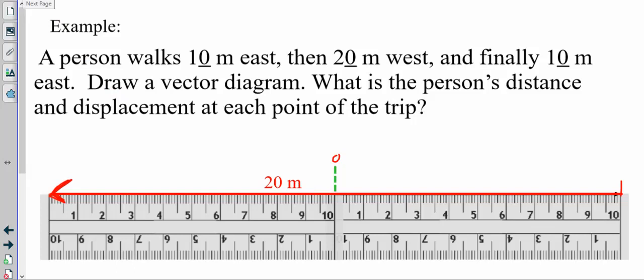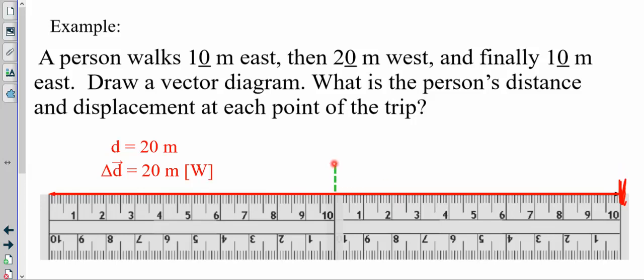If I put that in terms of distance and displacement, from this starting point over here now, not the original starting point, but where the person left off, they have moved a distance of 20 meters. From this new starting point, the person has moved 20 meters to the west. And again, distance and displacement in this case will have the same magnitude. The biggest difference here is the west for the direction for our displacement.